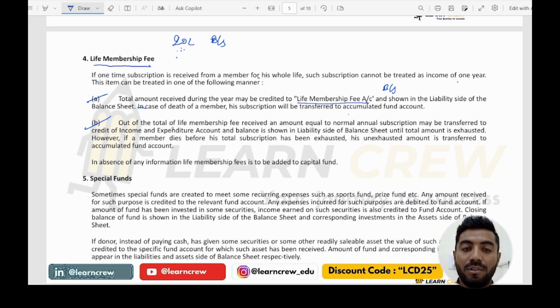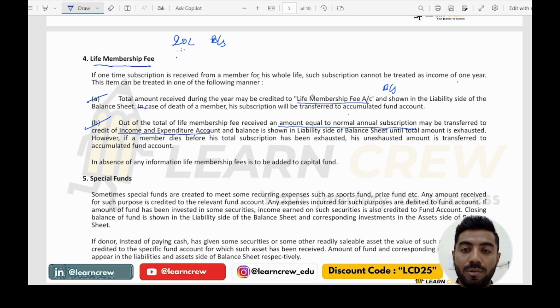The second method is, out of the total of the life membership fees received, an amount equal to the normal annual subscription will be transferred to the credit of the income and expenditure account, which I discussed. So part of the amount will be transferred to the income and expenditure account. And the balance will be shown under the liability side of the balance sheet until it's been exhausted. So these two methods can be followed.